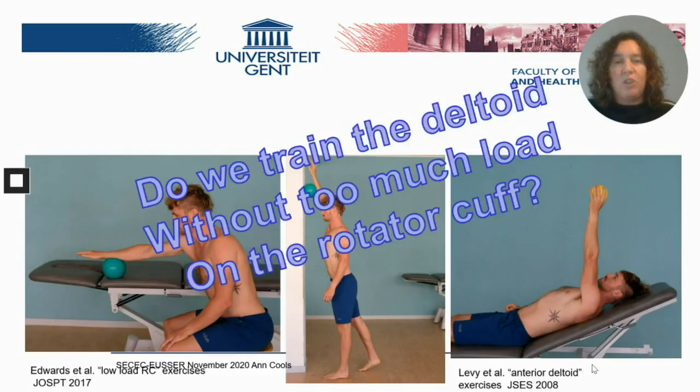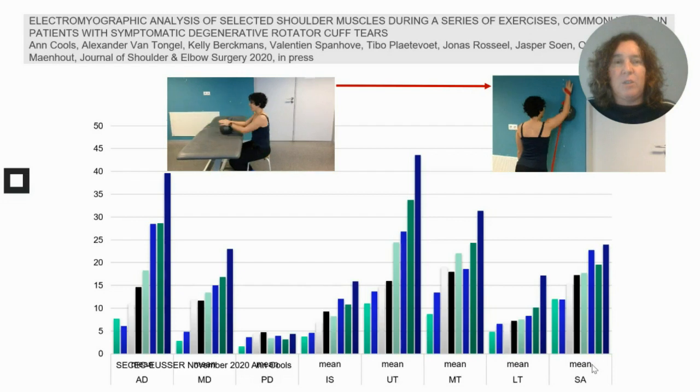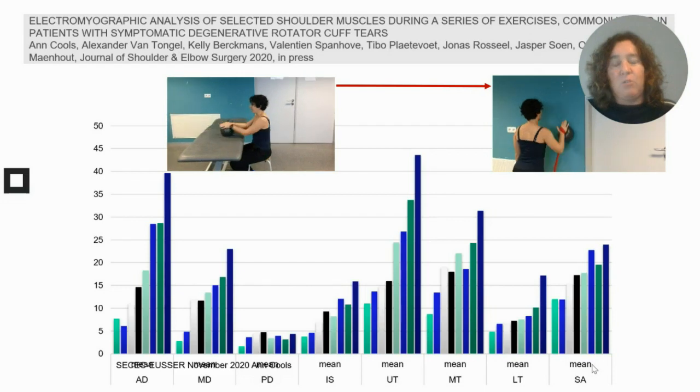Now, the main question is, do we really do what we want to do? Do we train the deltoid without too much load on the rotator cuff? In order to answer that question, we performed an EMG study looking at EMG activity in the deltoid on one hand, in the rotator cuff on the other hand, and in the scapular muscles.